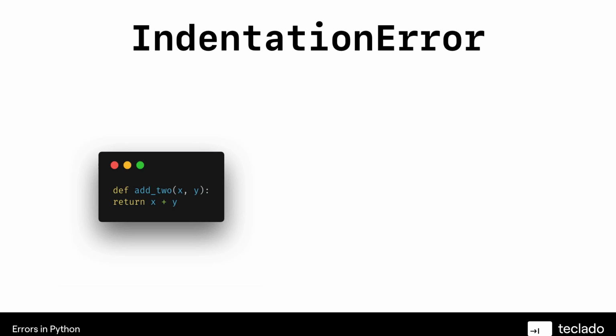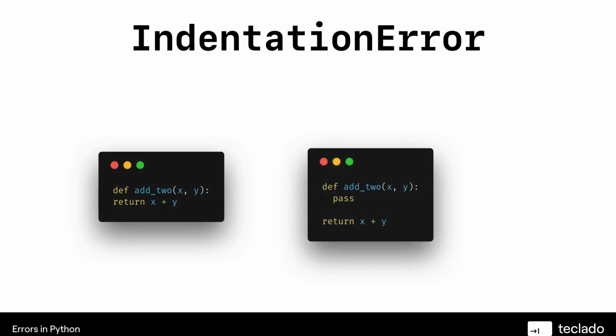So basically, you can do this if you want. You can indent and put pass, and that just means this function does nothing. And then you can put the return x plus y at the bottom. But of course, this would also be an error. Do you know which error it would be?